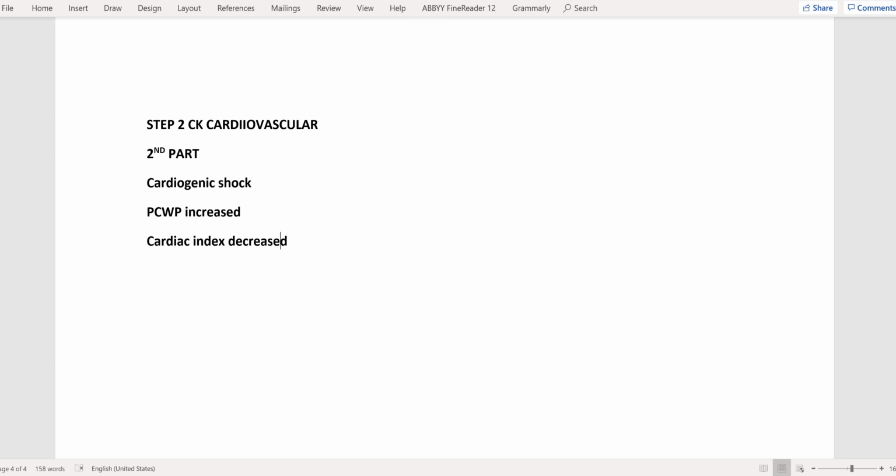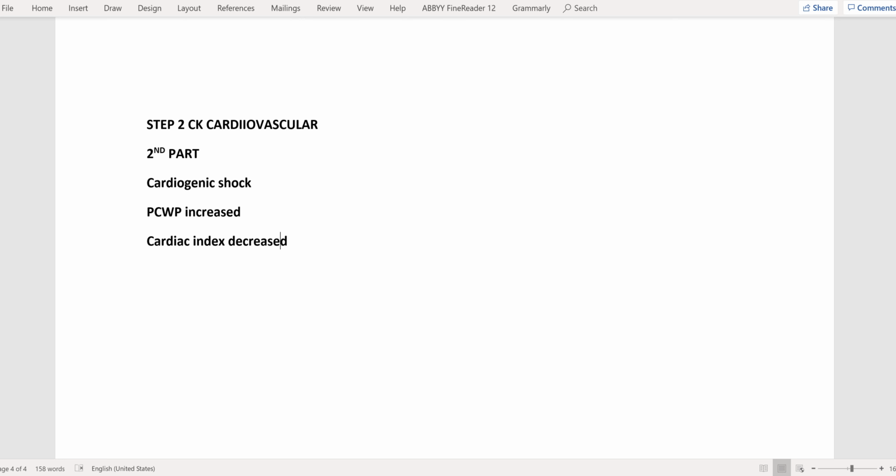Repeat it again. So if you have an MI with absent pulses on your extremities, what should you do now? Isn't that like a threatened limb situation or something? So you amputate? I don't know. No. First, you give them anticoagulation and involve vascular surgery.